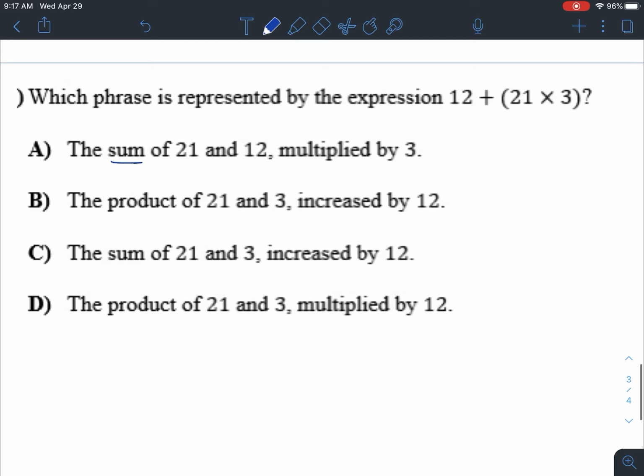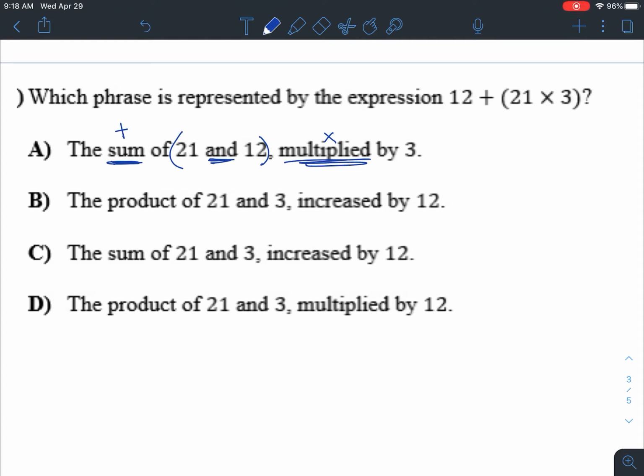The sum. What does sum mean? It's the answer to an addition problem, okay? The sum of 21 and 12. Remember that the word "and" is going to mean that we're grouping these together. The sum of 21 and 12 multiplied by 3.